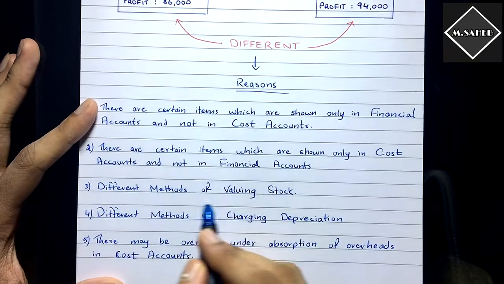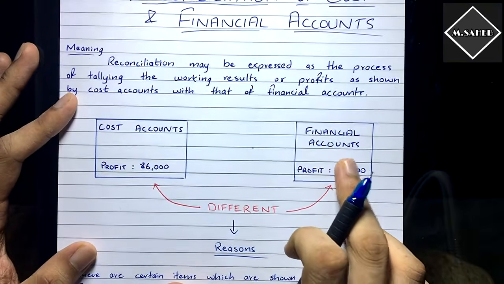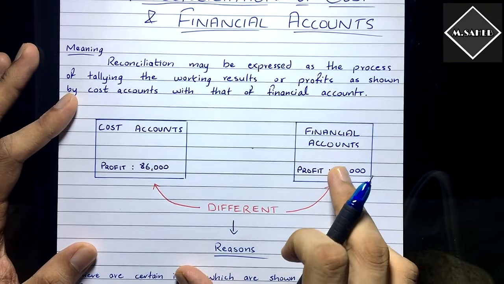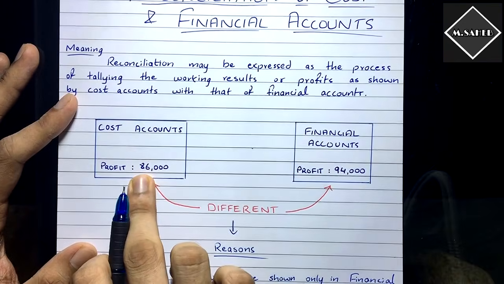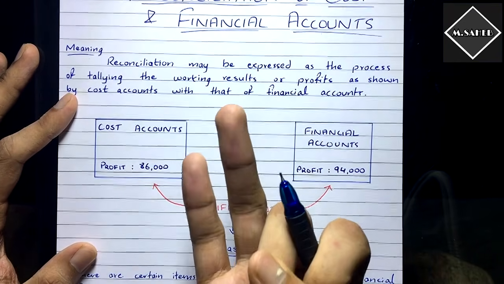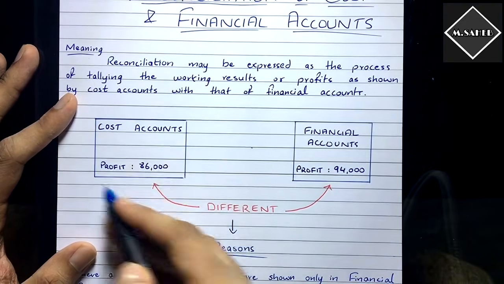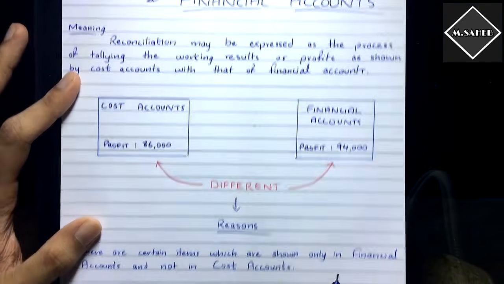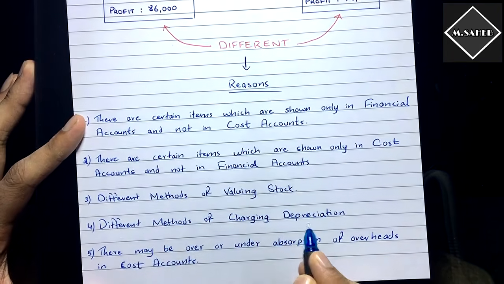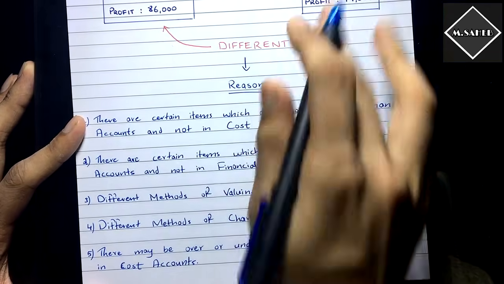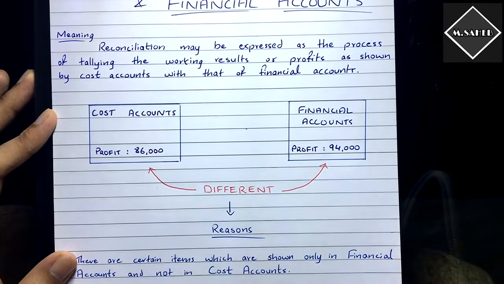And then different methods of valuing stock. Now here in financial accounts we value the stock, the inventory, at the lower of cost and net realizable value, and in cost accounts we may use any of the methods, right? LIFO method, FIFO method, average price method. Lots of methods are used in cost accounts, so the valuation of stock may differ. And then different methods of charging depreciation. Now in financial accounts we may use one method, and in cost accounts we may use another method, okay?